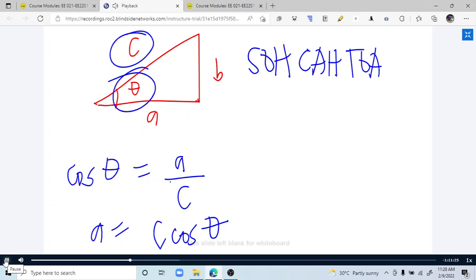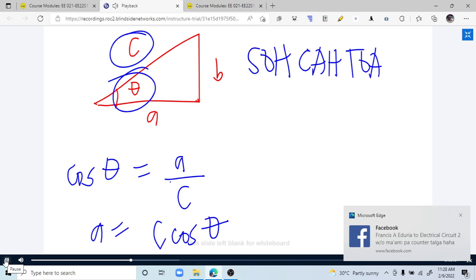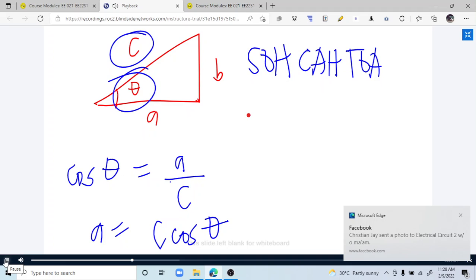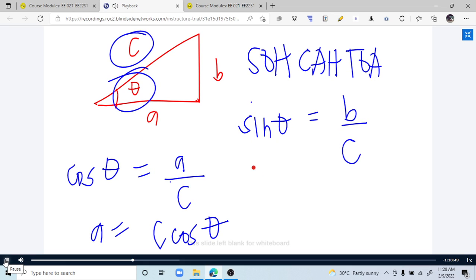Did you get it? Did you get the formula? Okay. Now, in the other situation, how can we get the parameter B? We can use the fact that B is the opposite of the angle. So we have a given of opposite and hypotenuse. Basically, that is sine theta. And sine theta is equal to opposite over hypotenuse, and that is B over C. Now, B is equal to C sine theta.